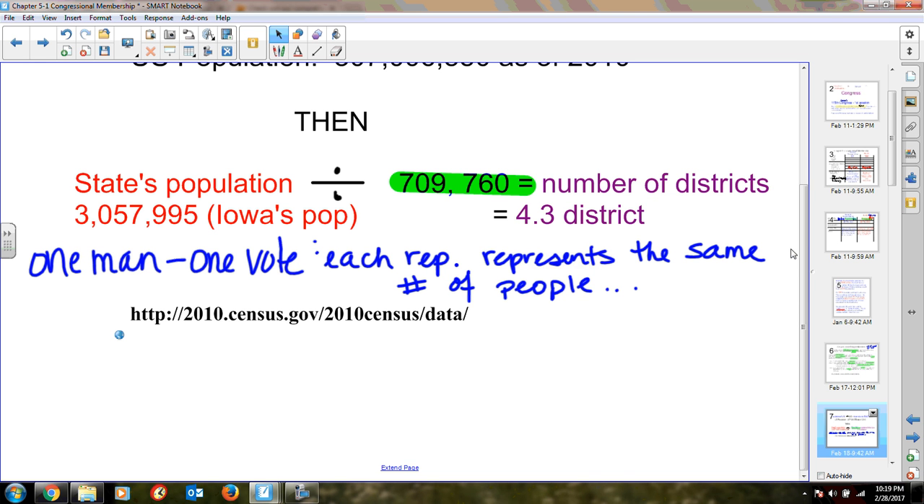Okay? What that means is that one man, one vote. It means every representative in the House of Representatives, whether they're from the 1st District of California or the 1st District of Iowa or the 1st District of Florida, they all represent the same number of people, approximately 709,000 people. So the 1st District of California cannot say, ha ha, 1st District of Iowa, we're more important than you because we're from California. And the 1st District of Iowa can say, I don't care because you only represent 700,000 people, which is what I do.